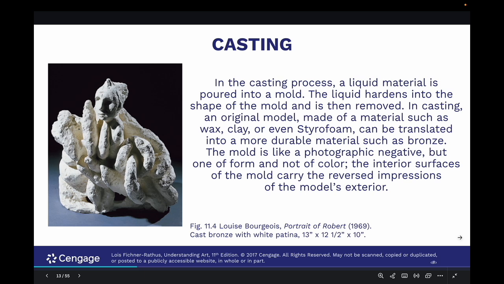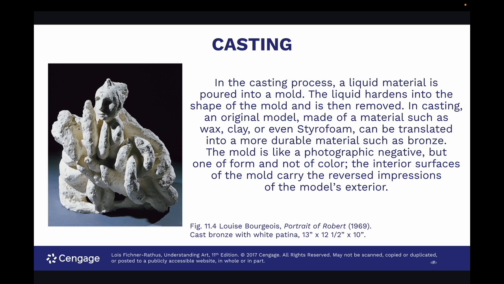Casting is when a liquid material is poured into a mold, and that liquid hardens into the shape of the mold, and then the mold is removed. In casting, an original model is usually made out of something like wax or clay, even styrofoam, and it can be translated into a more durable material like bronze. The mold is like a photographic negative. It's like the reverse of it.